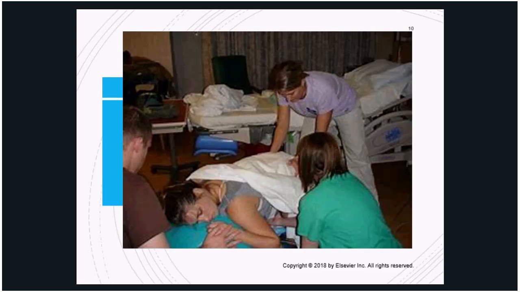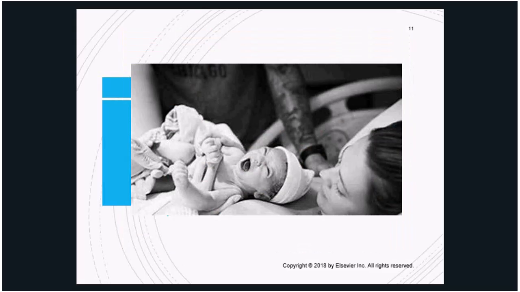So the laboring mom is laying over a birthing ball. The husband's in the front supporting her. The nurse is checking the baby's heart tones. And it looks like the doula is pushing counter pressure while she's contracting. There's a little baby born.